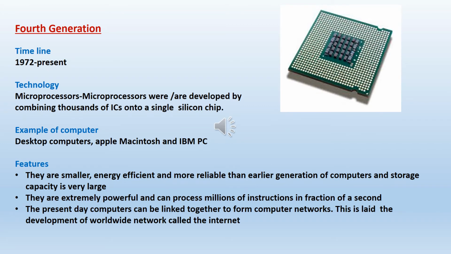Fourth generation, timeline 1972 to present. Technology: microprocessors. Microprocessors were developed by combining thousands of integrated circuits onto a single silicon chip. Examples of computers: desktop computers, Apple Macintosh and IBM PC. Features: they are smaller, energy efficient and more reliable than earlier generations of computers, and storage capacity is very large. They are extremely powerful and can process millions of instructions in a fraction of a second.